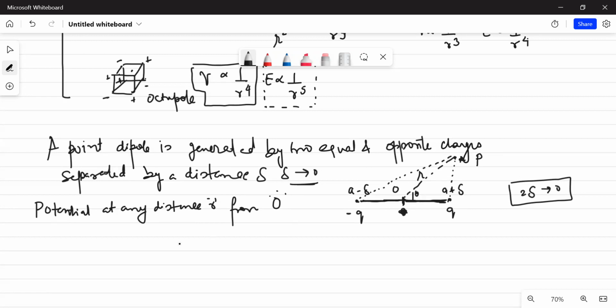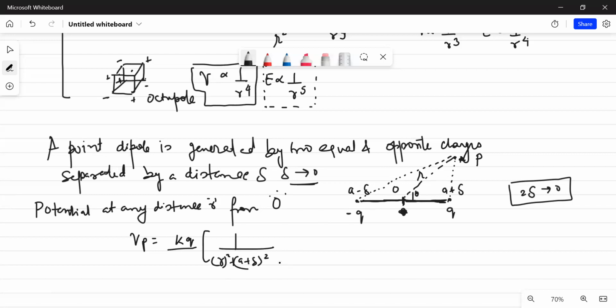and let's say this is your point P. So we want to find potential at point P. So potential at point P would be equals to what? It would be equals to, again, KQ upon, I'll write here, 1 over R कितना होगा? 1 plus, यहाँ पे लिख देंगे, R plus A plus del का whole square.